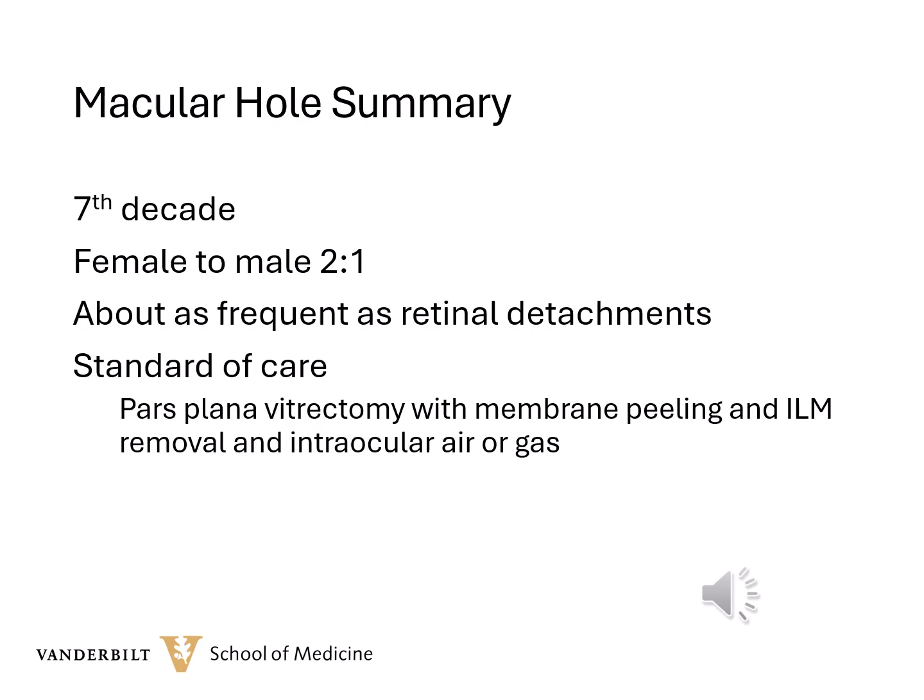So in summary, macular holes generally occur in the 6th decade, although occasionally at a younger age. The female to male ratio is 2 to 1. They're actually about as frequent as retinal detachments, which is about 1 per 10,000 per year. The standard of care at this time is a pars plana vitrectomy with an epiretinal membrane peeling and also removal of the internal limiting membrane, and then intraocular gas or air, and then positioning face down for 1 to 3, maybe 7 days.